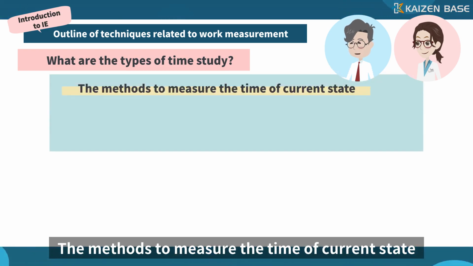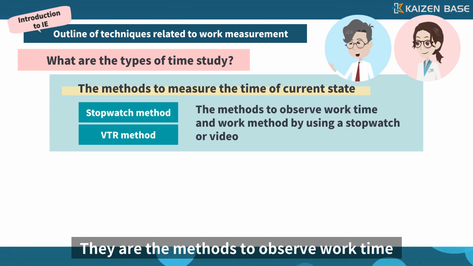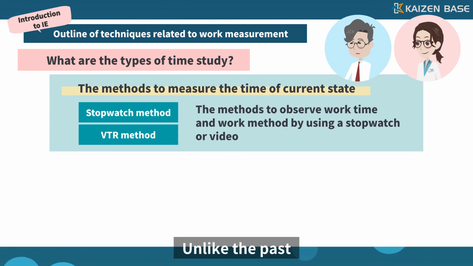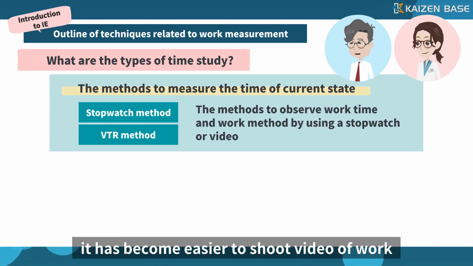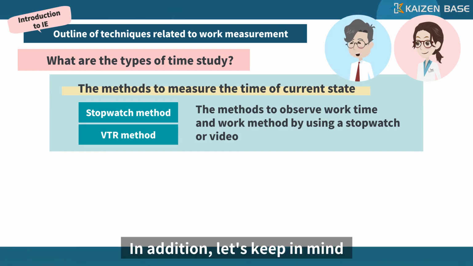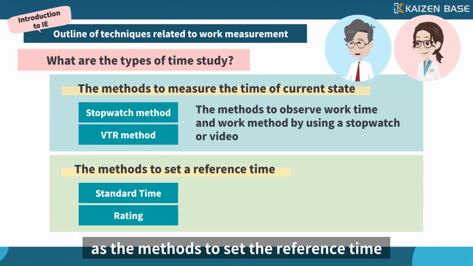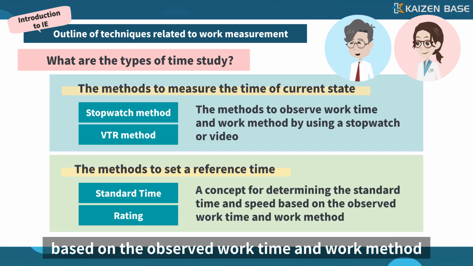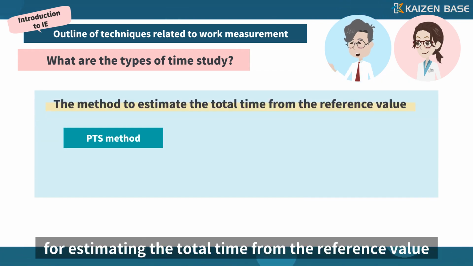The methods to measure the time of current state include the stopwatch method and VTR method. They are the methods to observe work time and work method by using a stopwatch or video. Unlike the past, in the modern era when IT tools have developed, it has become easier to shoot video of work. In addition, let's keep in mind the perspective of standard time and rating as the methods to set the reference time. It is a concept for determining the standard time and speed based on the observed work time and work method. PTS method is a method for estimating the total time from the reference value.